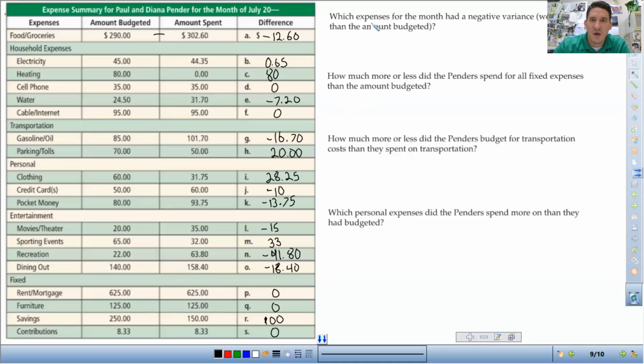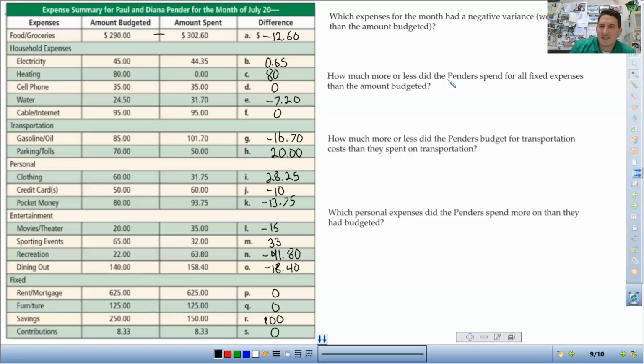So let's answer these questions. Which expenses for the month had negative variances, were more than the amount budgeted? So the negative variances right here. For food and groceries, they were over budget by $12.60. For their water, they were over budget by $7.20. For gas, they are over budget by $16.70. For credit cards, they spent $10 more than their budget. Pocket money, they were $13.75 more than their budget. Movies, $15 over budget. Recreation is $41.80 over budget, and dining out was $18.40 over budget. So again, all those negatives are where they are over budget.